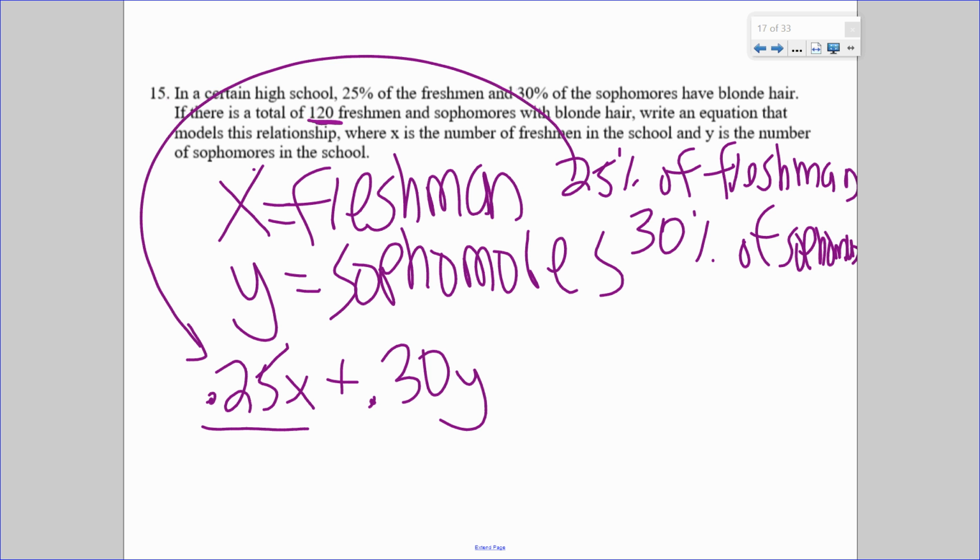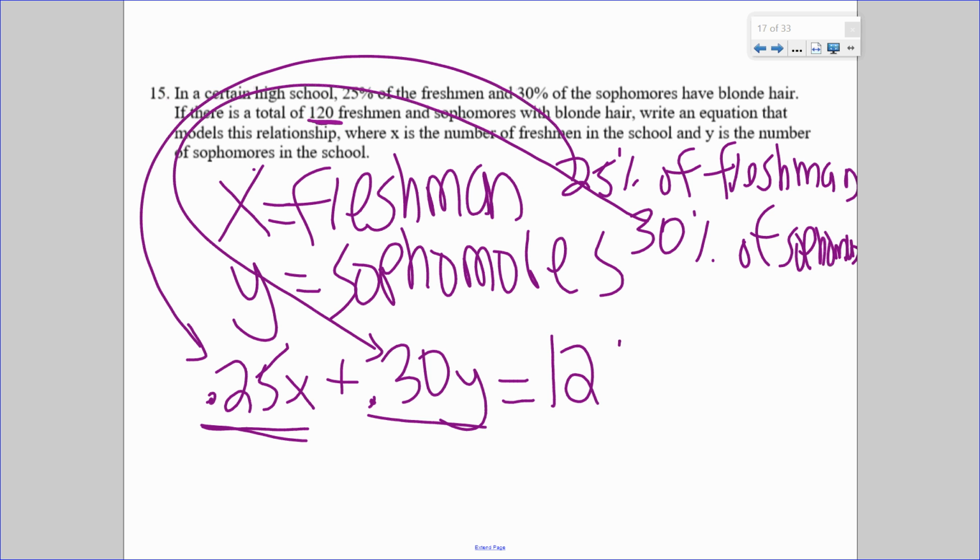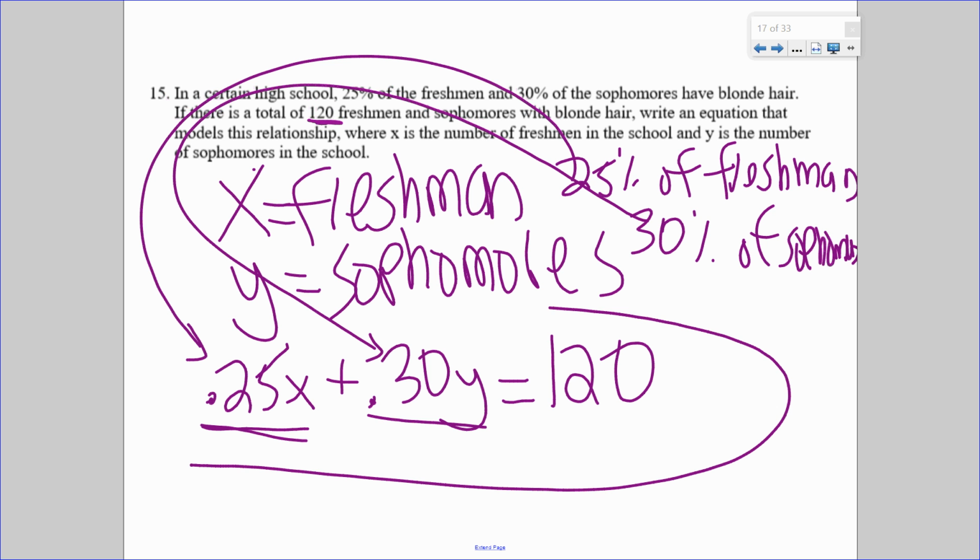A little scrunch there. That's represented by that. So this is the blonde freshmen. This is the blonde sophomores, and it says there's a total of 102 blonde freshmen and sophomores. That's your equation. Hopefully it makes sense. It's not the easiest thing in the world, but hopefully at this point it makes sense.